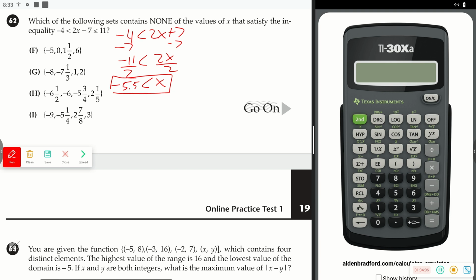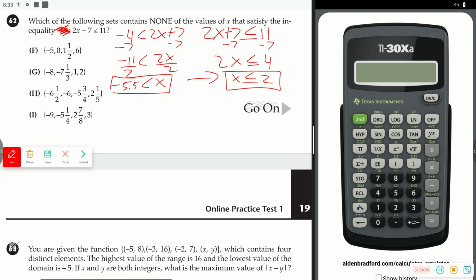Now we're going to ignore this part of the inequality, and we're going to solve that. So 2x plus 7 is less than or equal to 11. We're going to subtract 7. So this is going to be a 4. 2x is less than or equal to 4. Divide both sides by a positive 2. X is less than or equal to 2.